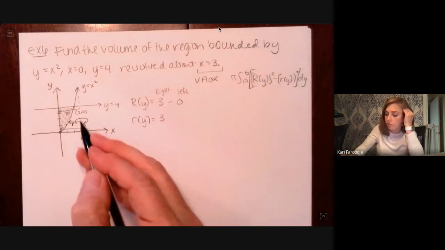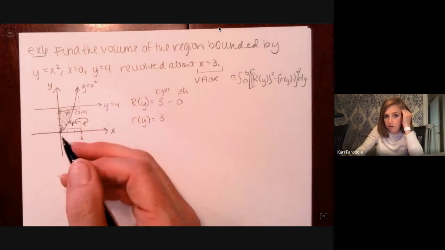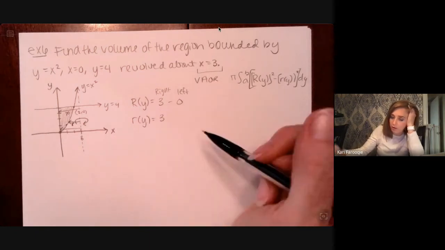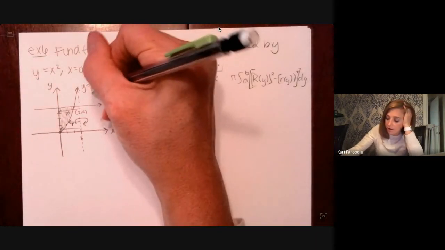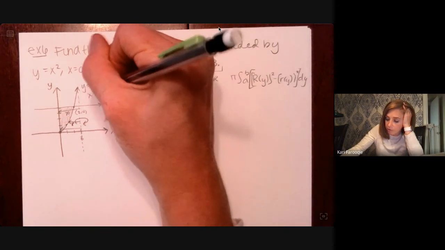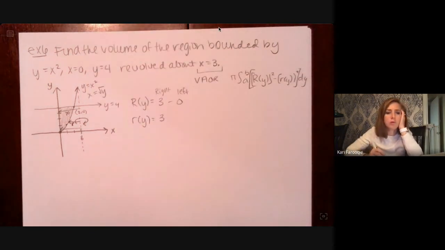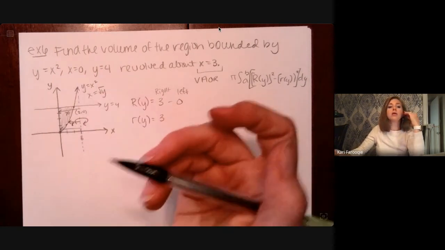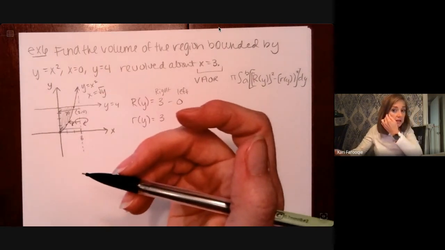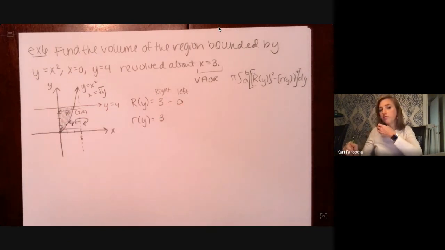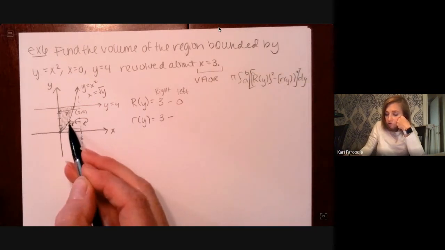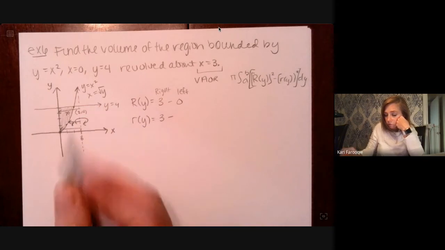The right function is 3. The left function, well, I need to rewrite this because right now I can't write it as 3 minus x squared. That wouldn't be r of y. But I can get x by itself by taking the square root of both sides, and I would get x equals the square root of y. And if you're wondering, why did she take the positive square root and not do plus or minus? Well, it's because I only have half of a parabola, the positive half. So I don't need to worry about the negative half that would be to the left of the y-axis. So for the inner radius, we have 3 minus, and then that inside function is the square root of y.